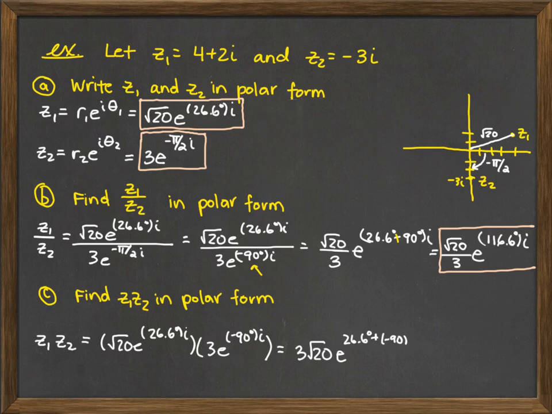Okay, so let's get back to where we were. We want to multiply z1 and z2, so we are at the point where we are adding the exponents, and 26.6 plus a negative 90 is going to be a negative 63.4 degrees i. So we've written the product of these two complex numbers in polar form and their quotient, and we started off with them in rectangular form. So this is how you do these types of problems.